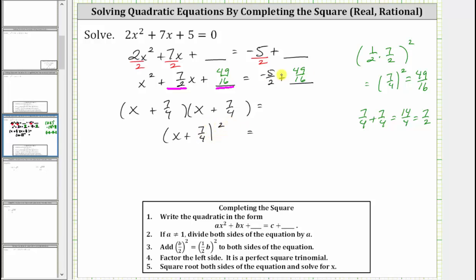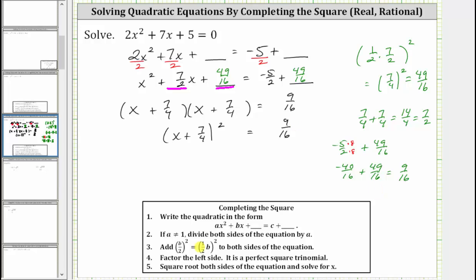Now on the right side we need to find this sum here. We have negative 5 halves plus 49/16. The LCD is 16, and therefore we multiply the numerator and denominator of negative 5 halves by 8 to obtain the least common denominator. Notice now we have negative 40/16 plus 49/16, which is equal to 9/16. So the right side simplifies to 9/16.